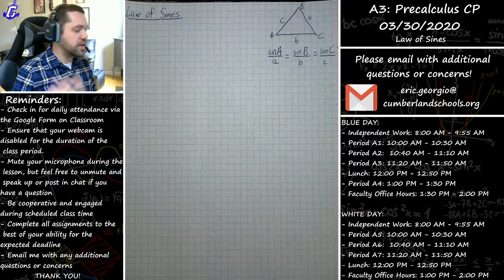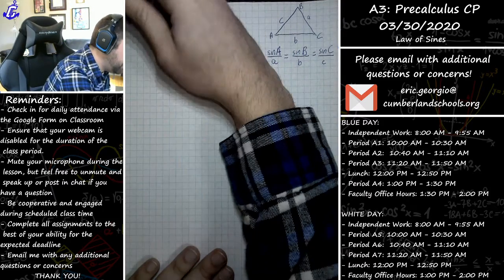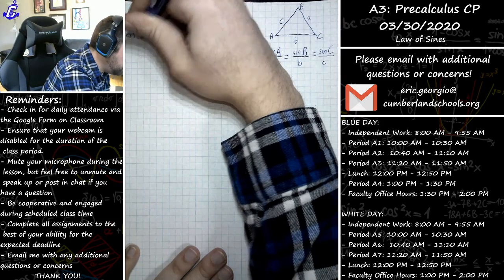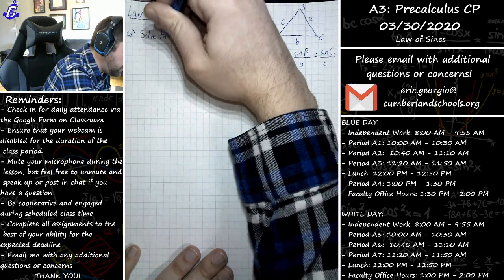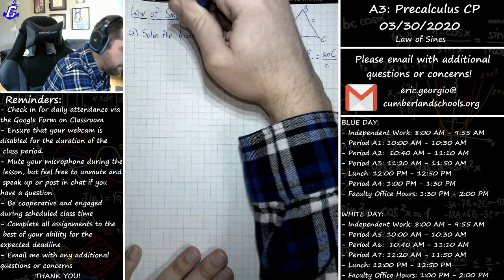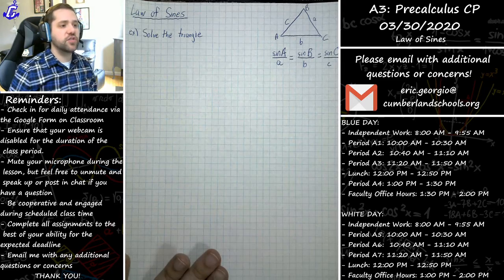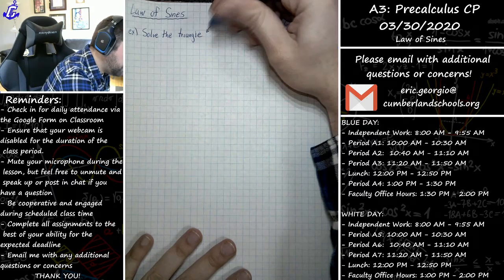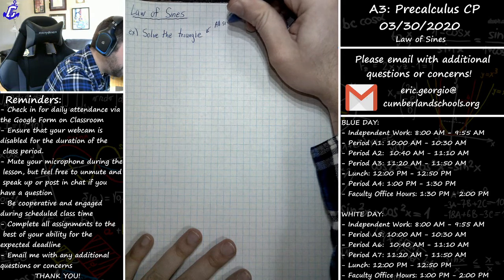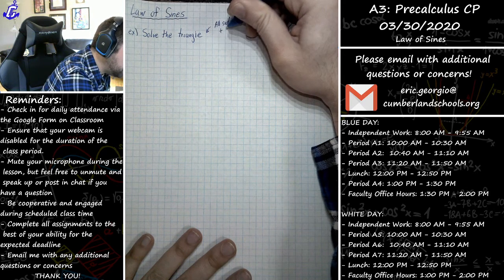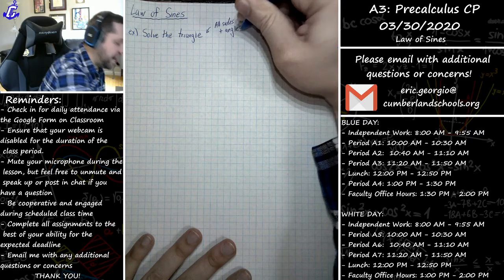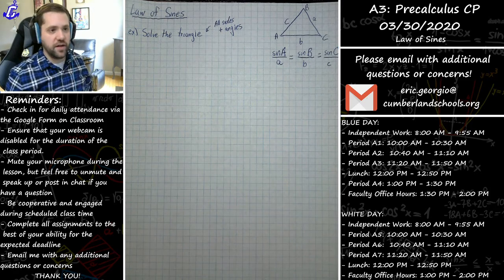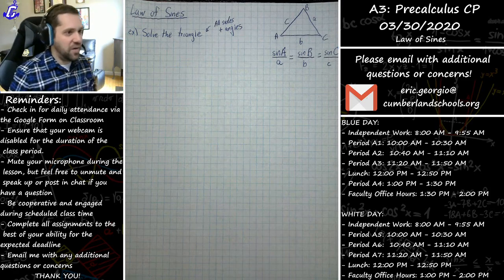All right? So consider an example like this. If I gave you a problem that said, solve the triangle, what that really means is you're trying to find all missing sides and angles. Just a little heads up. That's what that actually means when you say solve the triangle. It means find all sides and all angles.